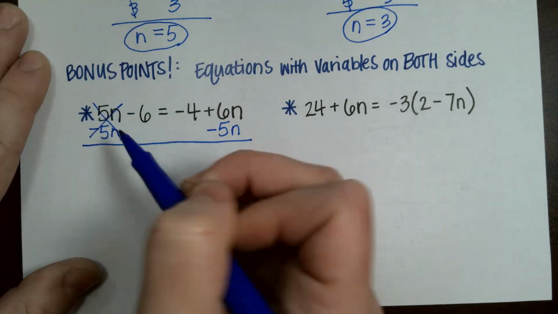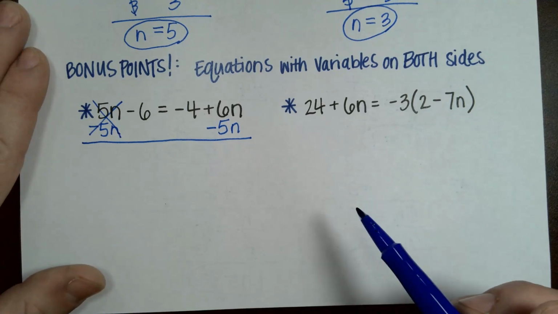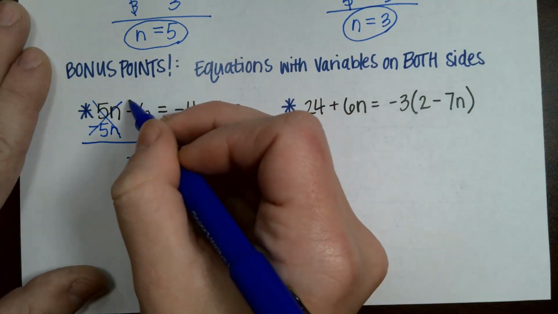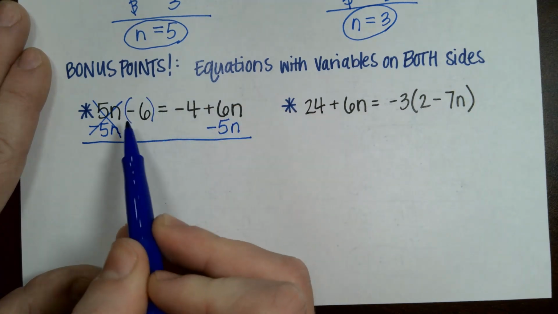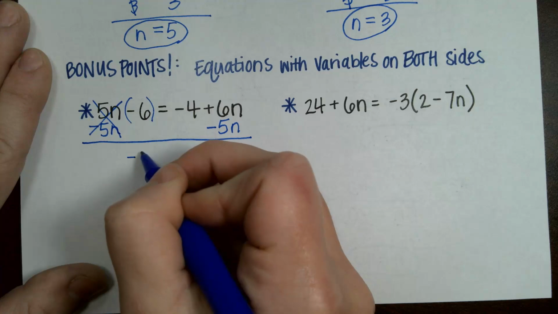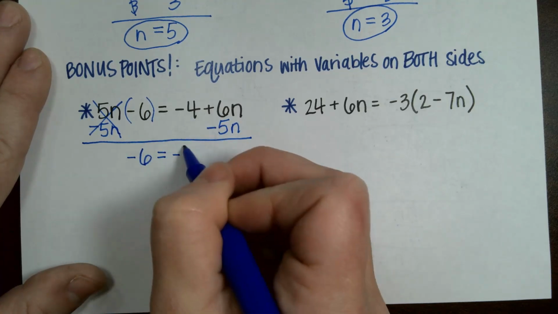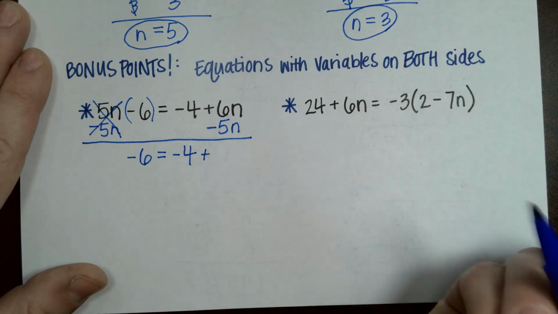Yes, there's no more 5n on this side. It's canceled. Now what? Yep, so we got to make sure that we pay attention to our signs too. This is a negative 6 because it was minus 6. So I'm bringing down negative 6 equals negative 4 plus, what is 6 minus 5?